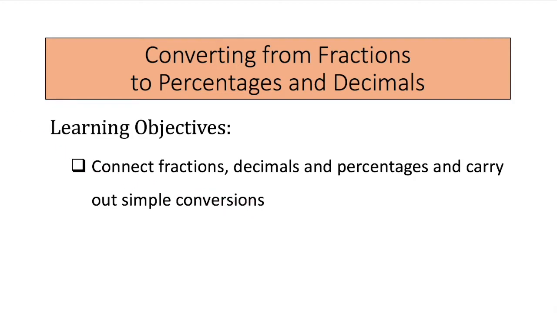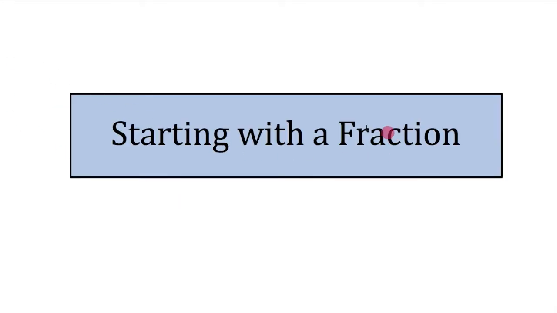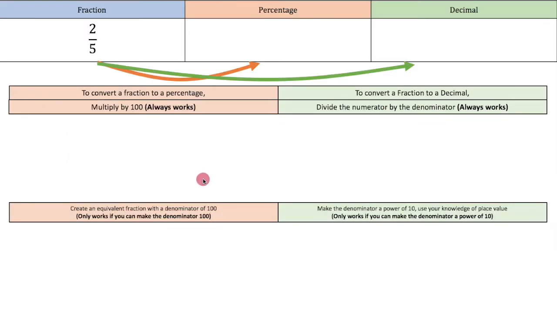And in this lesson, we're going to be starting with fractions and learning how to go from a fraction to a decimal and how to go from a fraction to a percentage. So let's come over here and look at this table right here. It looks a bit of a mess at the moment, but it's going to make perfect sense really soon. So here is our fraction, and we want to turn this fraction into a percentage. So this orange line right here is taking us over to the percentage, and if we follow these orange instructions, it's going to tell us how to take a fraction and how to turn it into a percentage.